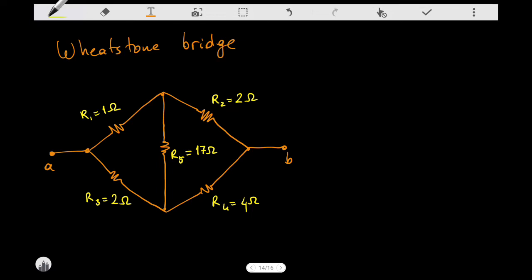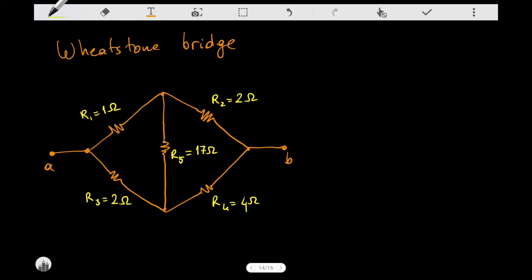Next example is a Wheatstone bridge. This is another example of a circuit, a resistor arrangement which is neither parallel nor in series. So as a result, in the general case, you have to use the usual circuit techniques to solve this problem of finding the equivalent resistance.